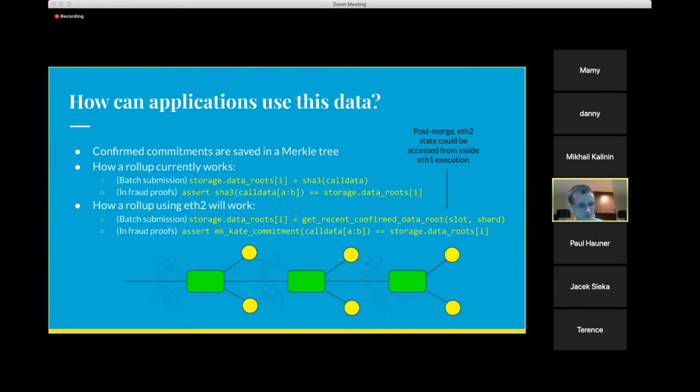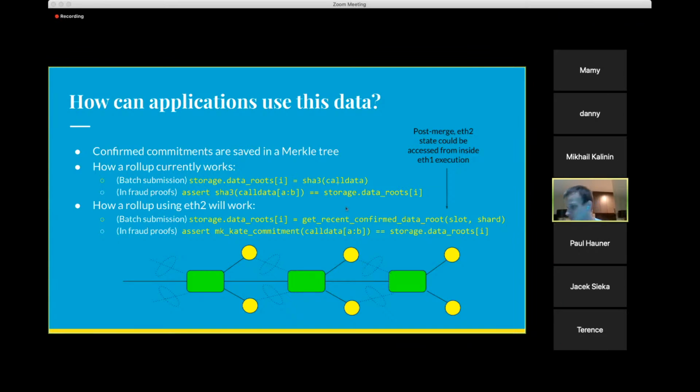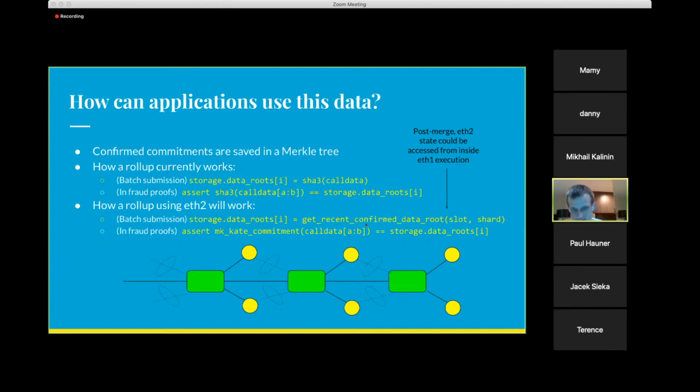A rollup using Eth2 data would publish a batch, but the call data will not go in the transaction contents, because there's only O of n space for transaction contents, but there's O of n squared space in the shards. So you would want to use the shard data directly. You would use some method to get the recent confirmed data root that would accept a slot and the shard as an argument. And after the merge, the beacon chain state could be accessed from the Ethereum execution in exactly the same way as the Eth1 state can be. So you just get the recent confirmed data root by looking at the state.